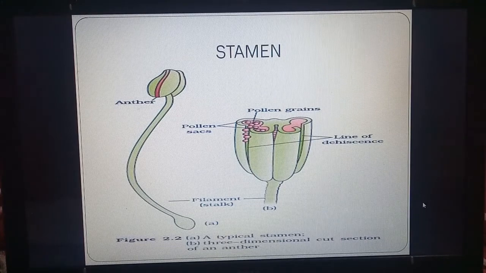A diagram of stamen. It is a typical stamen with two parts, anther and filament or stalk, and the B diagram is a three-dimensional cut section of anther. In this we can see pollen grains, pollen sacs or chambers. You can see two chambers in each lobe, and a line of dehiscence. It is the line through which the anther will break on drying to release pollen grains.